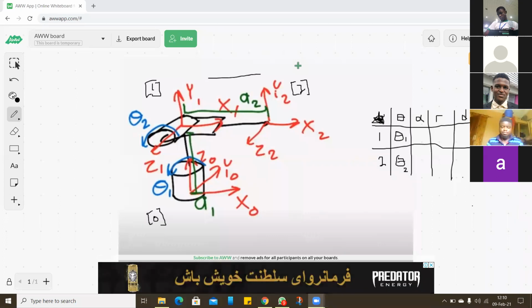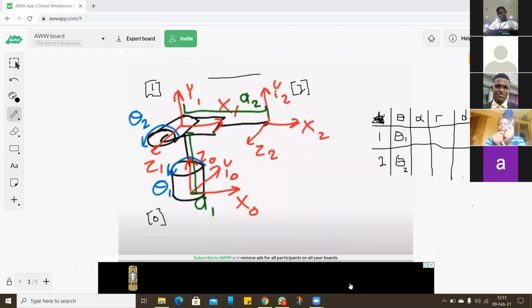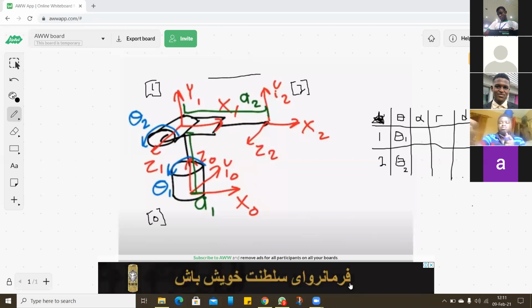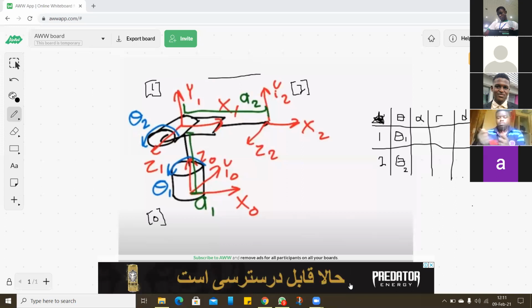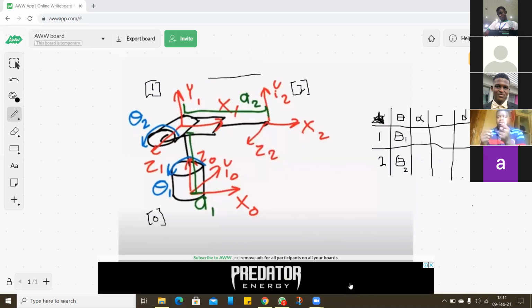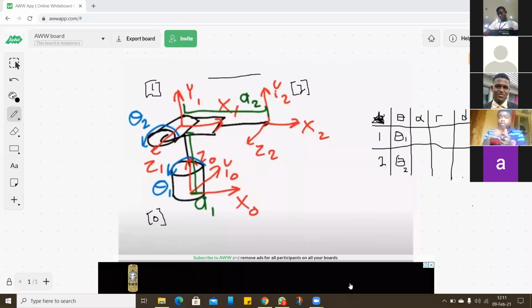Okay, this is frame. I can't see the screen. Yeah, we can see you. Okay. This is frame. Look at me and look at what I'm saying.